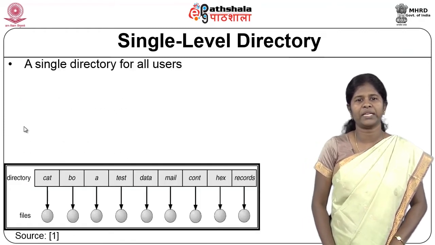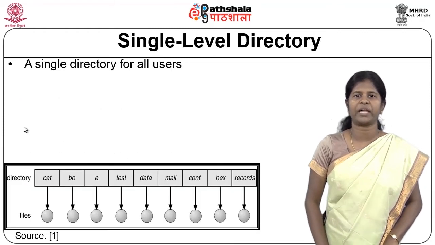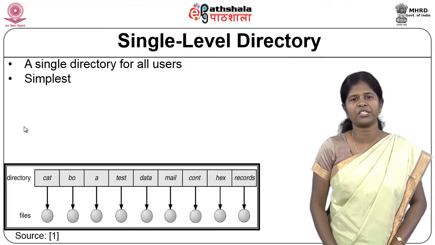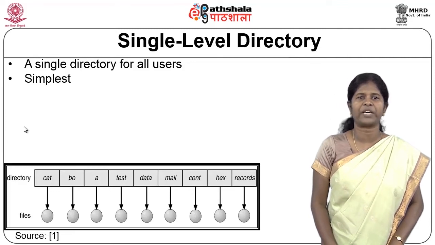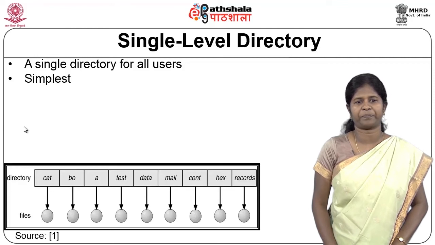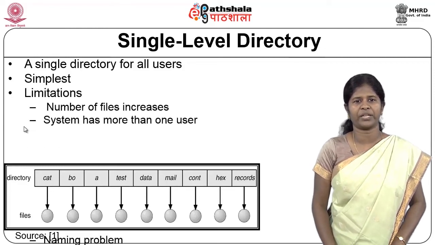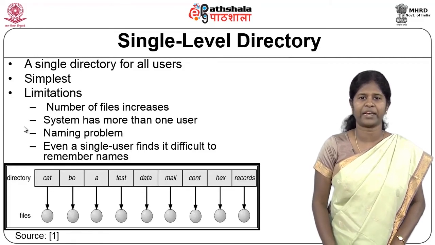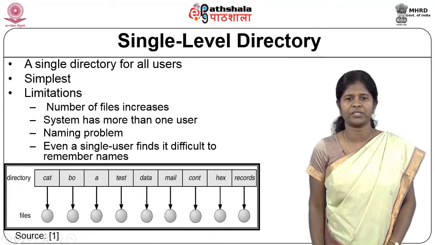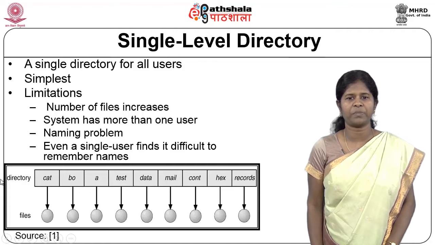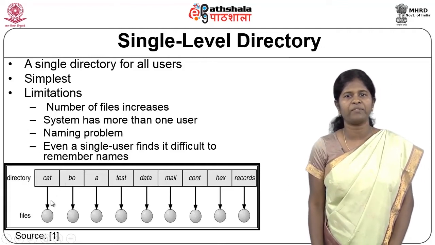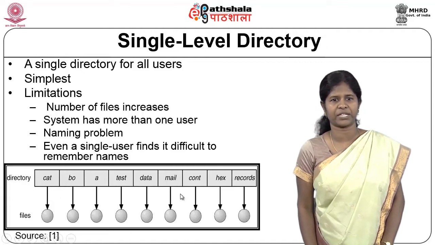Now, we will see the different ways in which the directory structure can be implemented. The simplest of all the different types of directory structures is the single level directory. In a single level directory, there is a single directory for all the users. You can see here that there is a single directory which is maintained for all the users. So, the files of all the users will be kept under this one single directory.